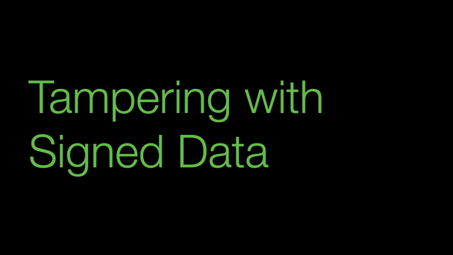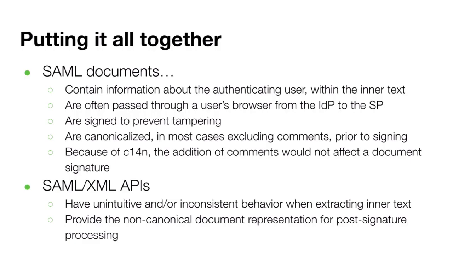So at this point we know just enough about SAML to actually construct one of the vulnerability classes that I identified. To recap what we know: first, SAML documents are passed through an untrustworthy browser to convey authentication information within XML. These documents are then signed to prevent tampering, but XML canonicalization algorithms often don't factor comments into signature validity. And on top of that, the APIs provided to SAML implementers may truncate text when a comment is added to inner text.